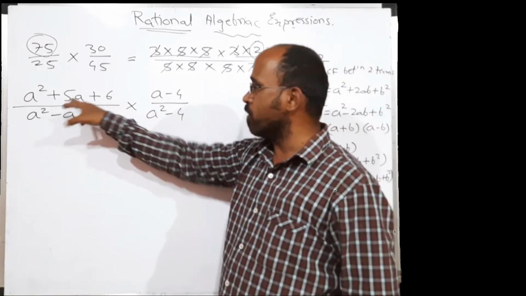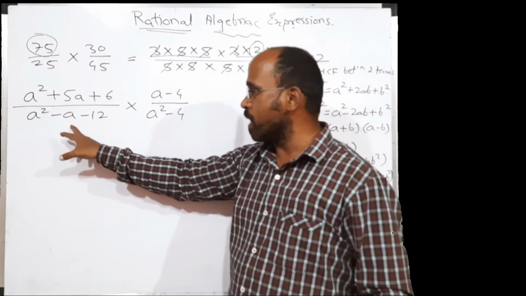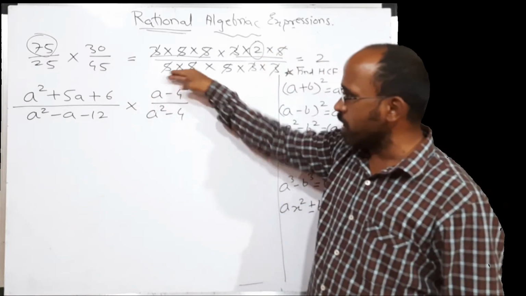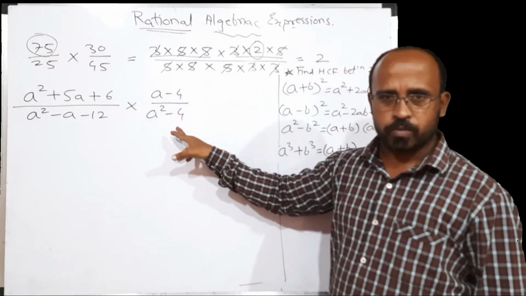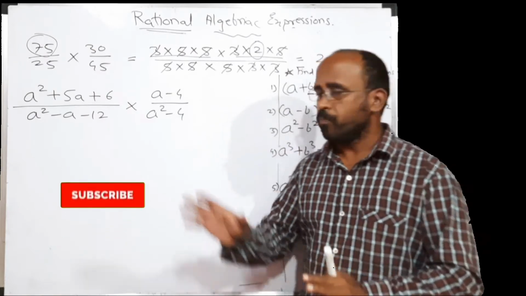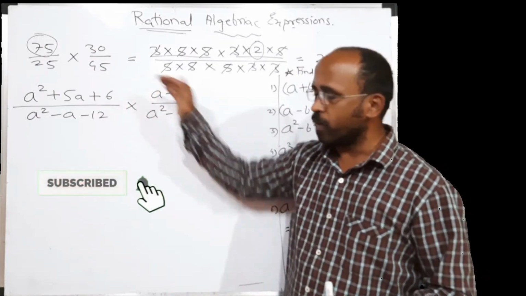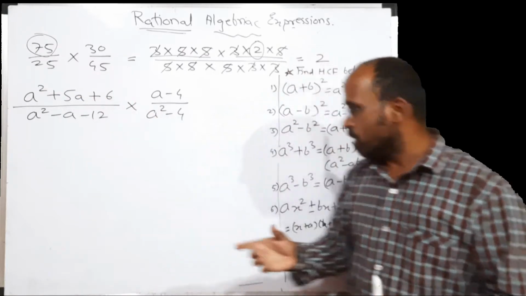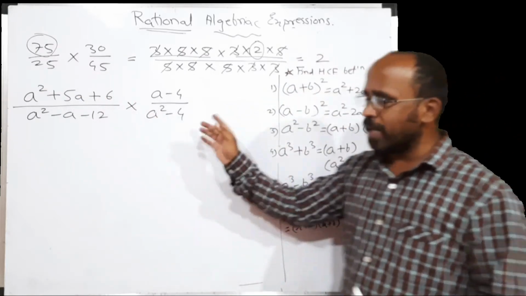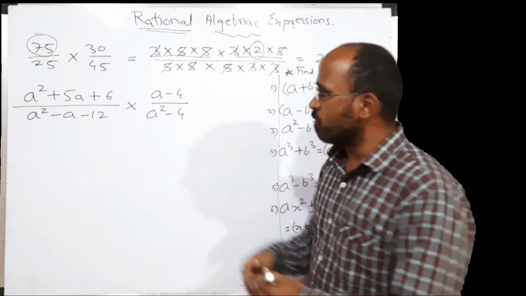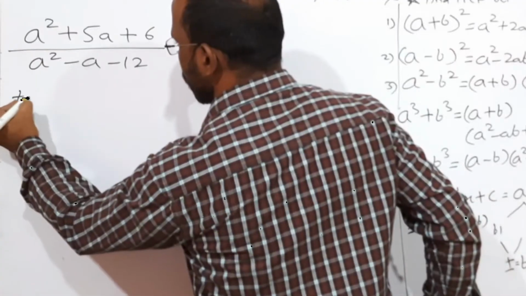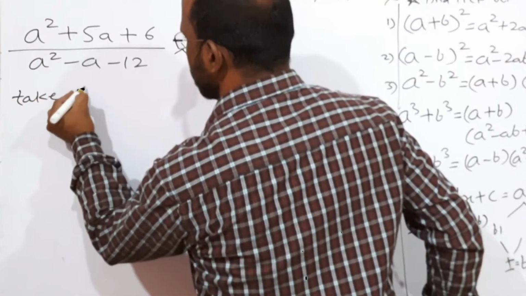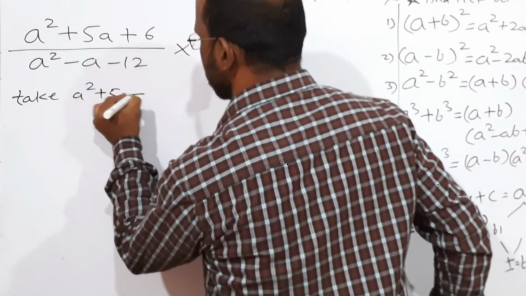(a square plus 5a plus 6) upon (a square minus a minus 12), multiplied by (a minus 4) upon (a square minus 4). Okay, students, so I hope you got the idea. The idea is we have to factorize each and every term of the numerator and denominator by using any of these techniques. So let us factorize it one by one. First, take a square plus 5a plus 6.